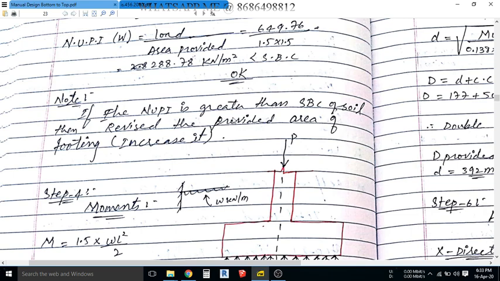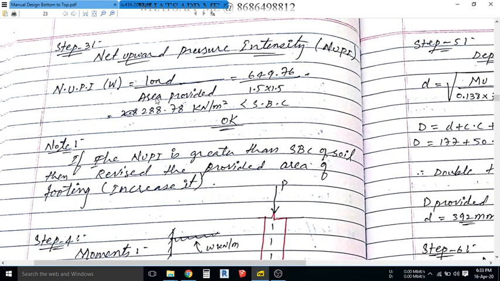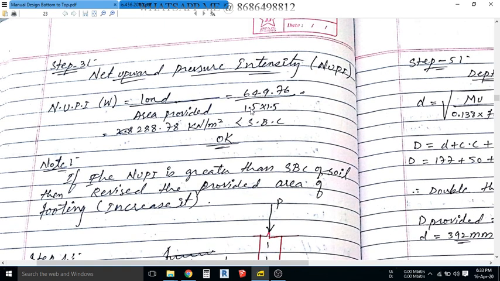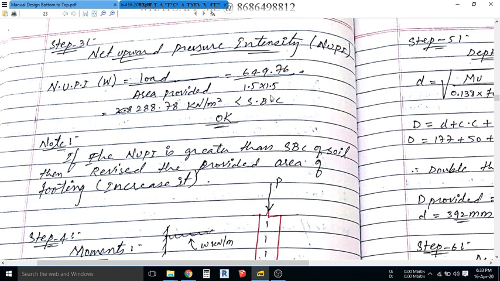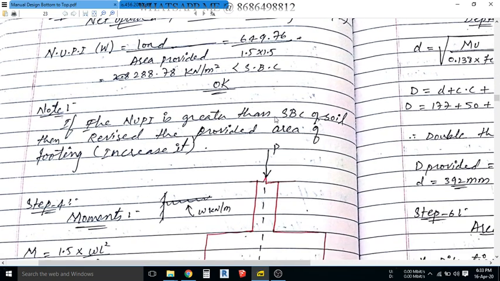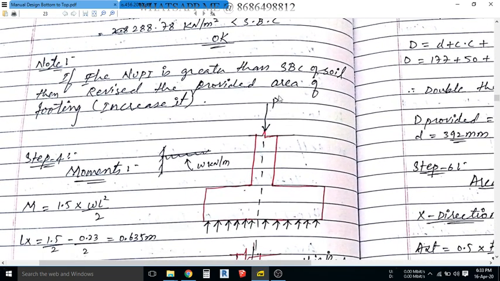So how do you calculate that? We have this formula, load divided by area provided. You have the load, and the area we just calculated is 1.5. The value should always be lesser than SBC, and then it is safe. Obviously if this NUPI is greater, then the soil will not be able to bear that load and it's going to fail. Okay, let's move on to the next thing.